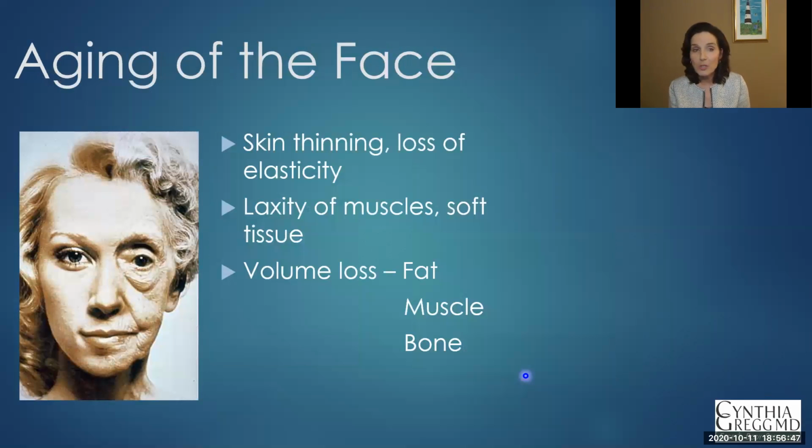This is another split screen of a young, youthful face and a more mature face. And it emphasizes that starting at age 30, we start losing about 1% of collagen, so our skin starts to thin and lose elasticity. There's also laxity of the muscles and the soft tissue. Starting in our 40s, our 50s, and 60s, we start losing volume. We start losing volume in our fat tissue, we start losing volume in our muscles, and we actually start losing volume in our facial bones.